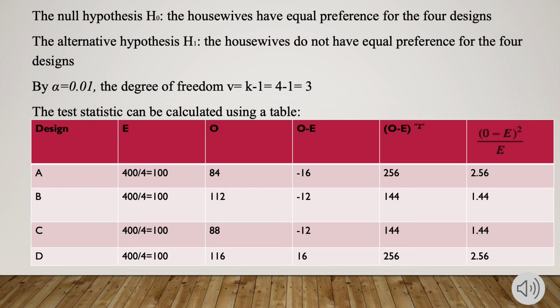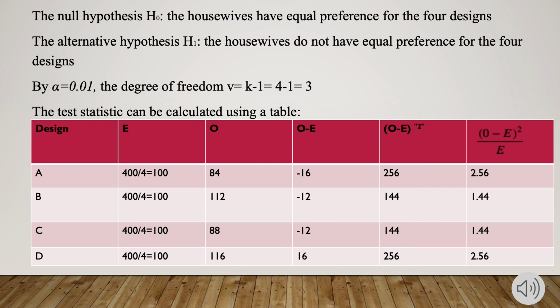By using the following table, the answer can be found. First, the expected value of designs A, B, C, and D is 400 divided by 4, which is equal to 100. The observed value of design A is 400 times 0.21 equals 84. Design B is 400 times 0.28 equals 112. Design C is 400 times 0.22 equals 88. And design D is 400 times 0.29 equals 116.